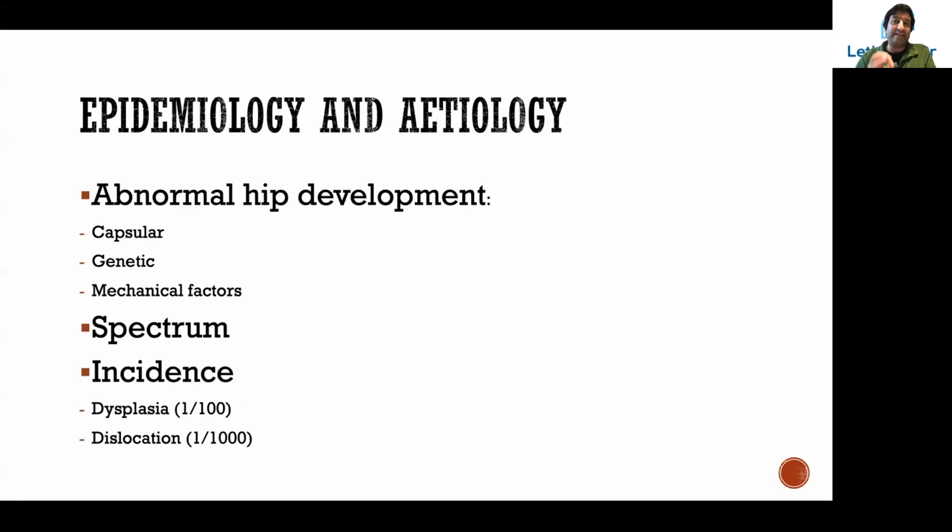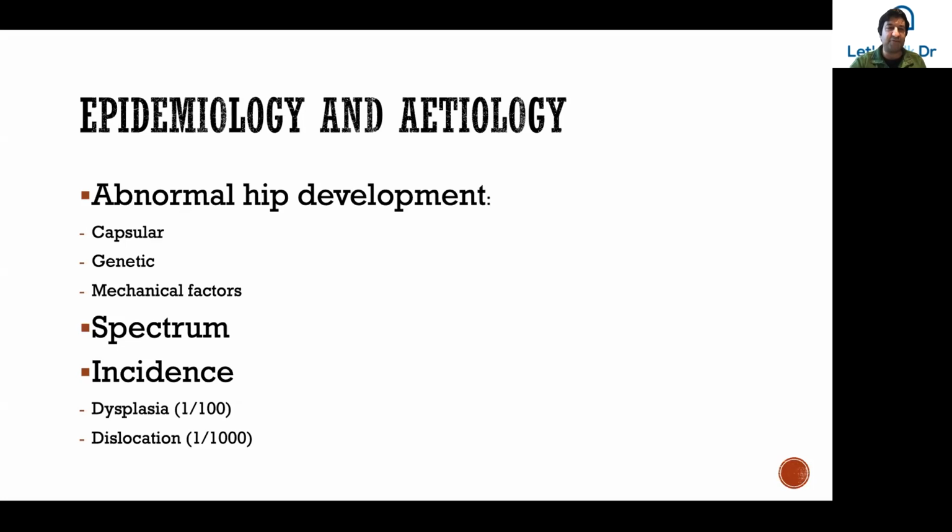DDH, first of all, is common. It occurs in about 1 in 1,000 patients in Caucasian groups who have frank dislocation. About 1 in 100 have dysplasia. And in certain ethnic groups, like Native Americans, the incidence can increase to 188 out of 1,000 having a dislocation. So it's one of the most common newborn disorders that you see. So it's really important to know about it.